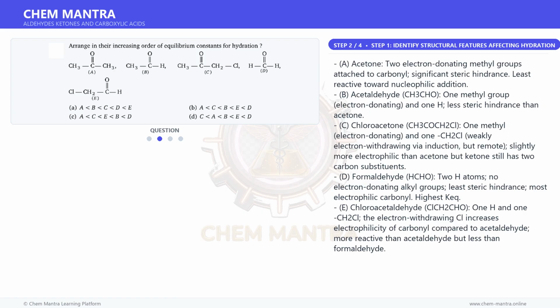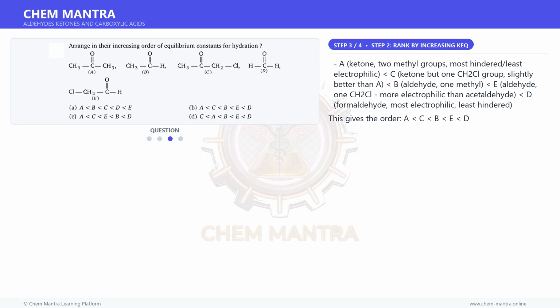D. Formaldehyde, HCHO, 2 H atoms, no electron-donating alkyl groups, least steric hindrance, most electrophilic carbonyl. Highest K. E. Chloroacetaldehyde, ClCH2CHO, 1 H and 1 CH2Cl, the electron-withdrawing Cl increases electrophilicity of the carbonyl compared to acetaldehyde, more reactive than acetaldehyde but less than formaldehyde. Moving on to the next step.